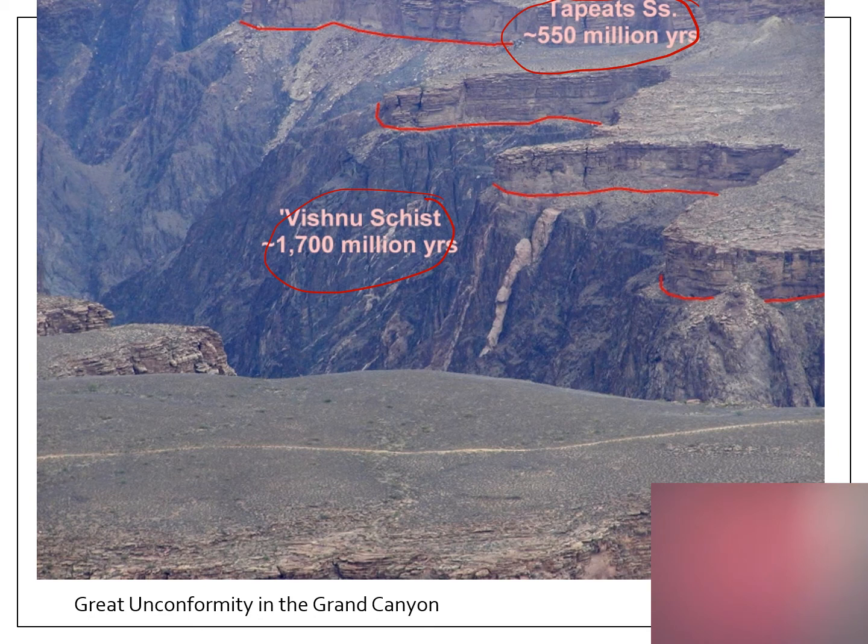We have a lot of time that's missing between where these red lines are here, the Vishnu schist and the Tapeats above. We have about 1.5 billion years missing. Now we have to know that there were things going on. Earth is dynamic. It's not going to just halt for 1.5 billion years. But what happened to those rocks? We don't have a rock record from that time. So it's a mystery what happened, but you can bet there was a lot that had happened. That's called the Great Unconformity.